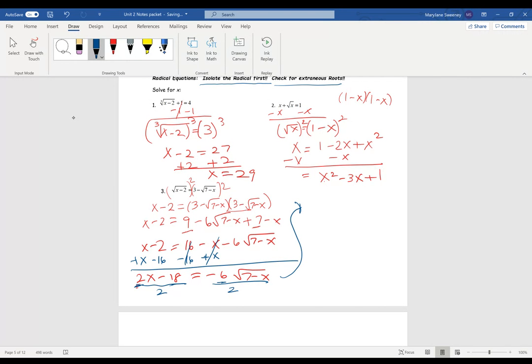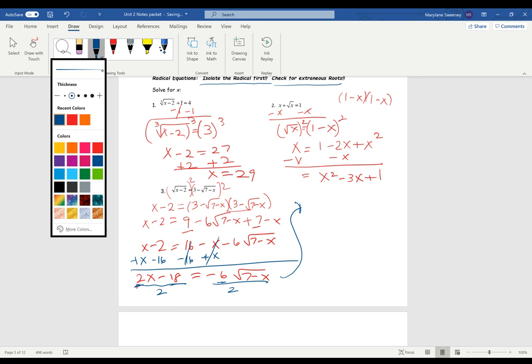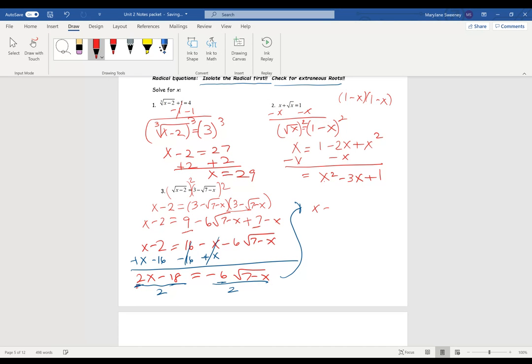On the left, we would have x minus 9, right? Both of those get divided by 2, equals -3 radical 7 minus x. So you can divide these. Remember, you can divide numbers with numbers, radicals with radicals. So you don't divide the 2 with anything under the radical. 2 would have to be under the radical for you to be able to do that.